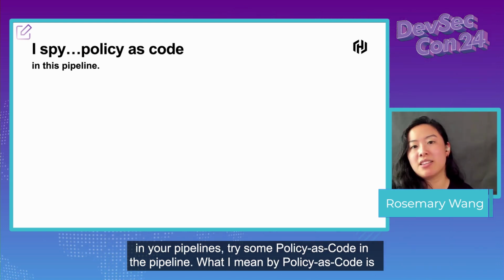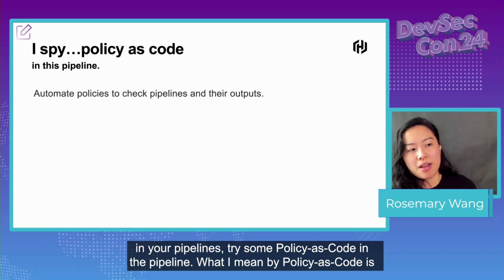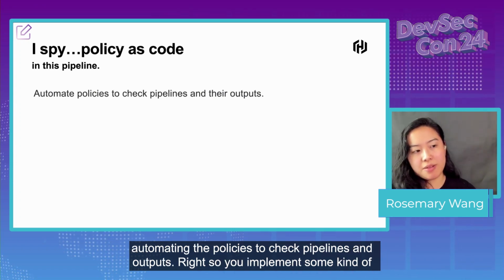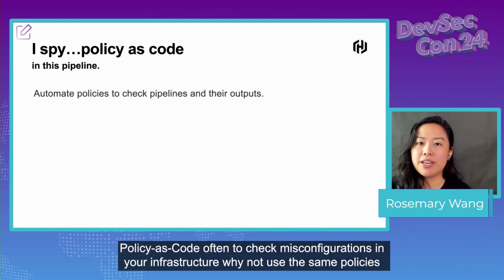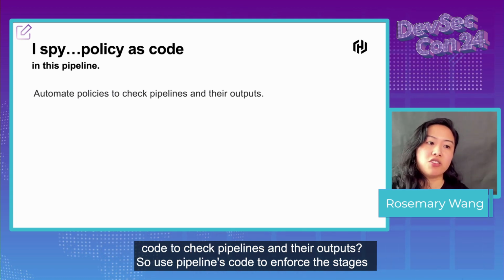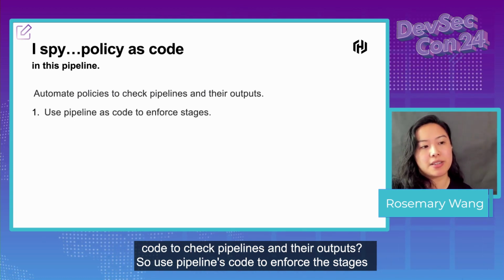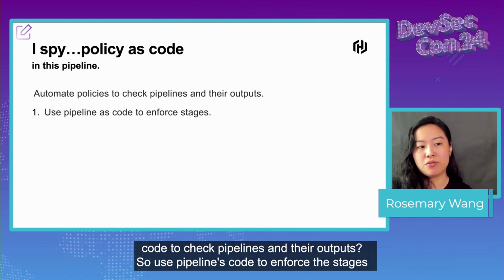So rather than wait and potentially let these misconfigurations sit in your pipelines, try some policy as code in the pipeline. What I mean by policy as code is automating the policies to check pipelines and their outputs. So you implement some kind of policy as code, often to check misconfigurations in your infrastructure. Why not use the same policy as code to check pipelines and their outputs? So use pipeline as code to enforce the stages.